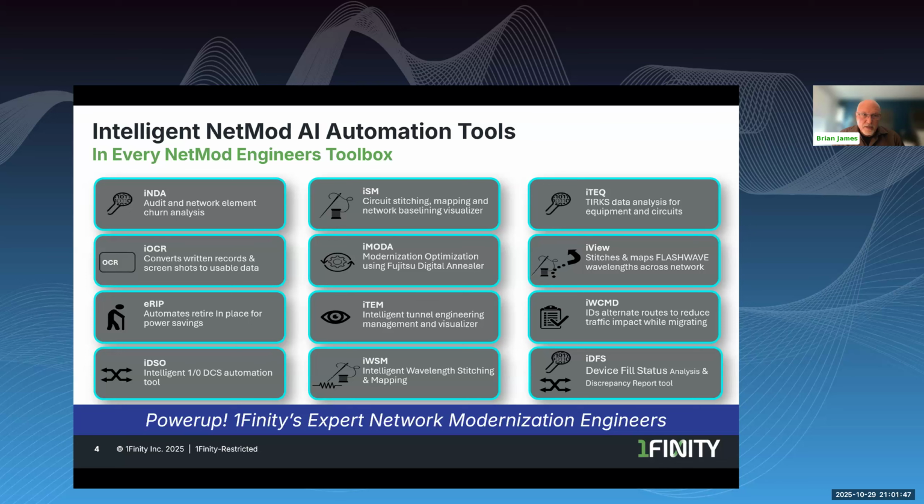The INDA tool is an audit and network tool for churn analysis that helps crunch thousands of lines of data, circuit A to Z locations. Instead of taking months from a manual perspective, they do it in minutes, actually. The ERIP tool automates the retire in place for power saving.